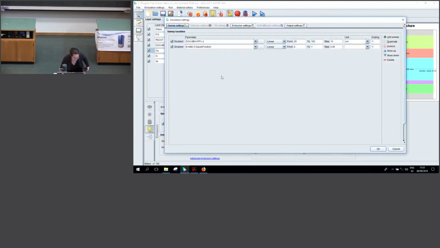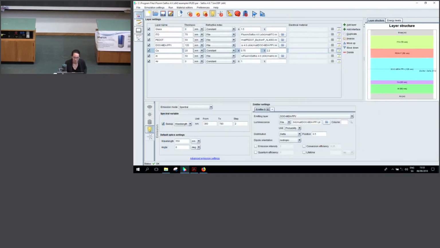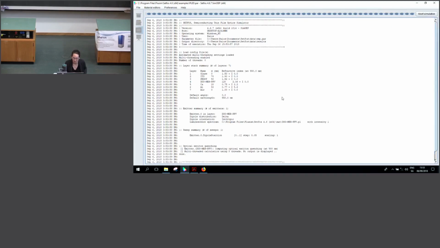And there was a sweep, which I didn't see. Okay, just take out the sweeps first. Or maybe just sweep the dipole position. It's maybe interesting.